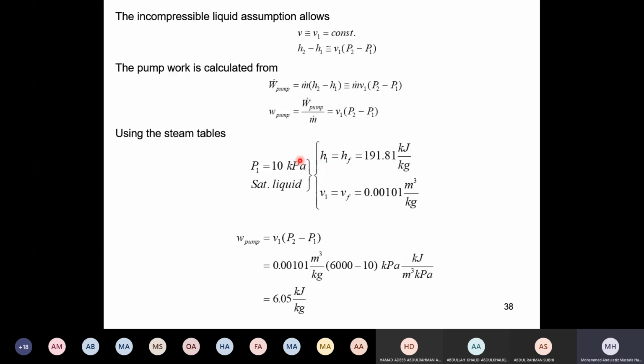So now we'll go to the table. I have P1. This is at the liquid. P1 is equal to 10 kilopascal and saturated liquid. So I can go to the table and read H1 as equal to HF. This is simple. But I also need V1 because I'm going to use it here. So I go to the table and also read this one. It's always something like 0.001 something.